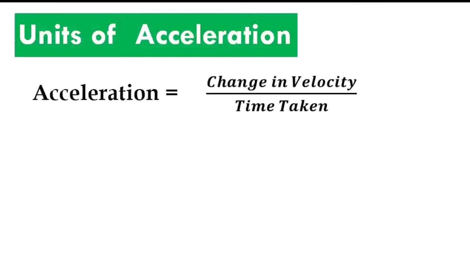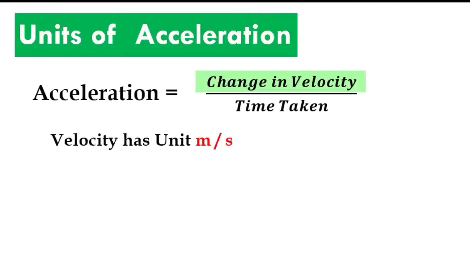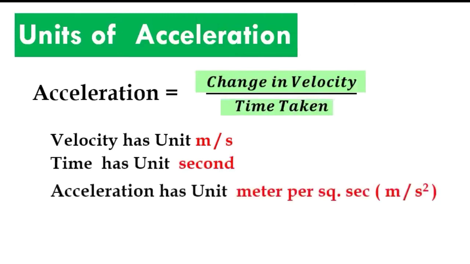Okay. So next one, the units of acceleration. You have found the formula for acceleration: change in velocity divided by time taken. The velocity has the unit meter per second and time taken has the unit second. So what can be the unit for acceleration? Yes, meter per second square. Meter per second square, that is the unit for the acceleration.